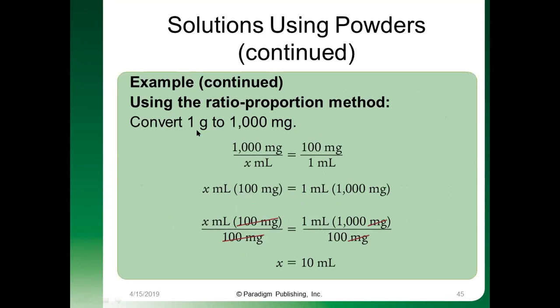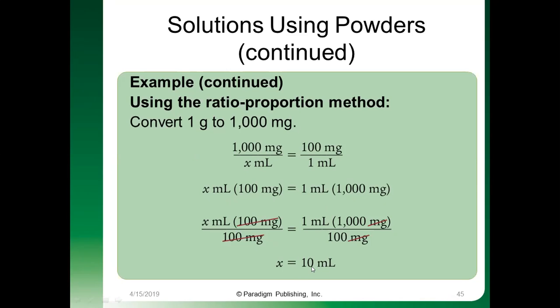So we know that 1 gram is equal to 1,000 milligrams, okay, from our conversion table. So let's set it up. 1,000 milligrams over X mLs, because this will give us our final volume, right? And our concentration is 100 milligrams per mL. So we're going to go ahead and cross multiply. So X times 100 is equal to 1 times 1,000. Divide by 100 milligrams to cancel milligrams and be left with mLs. So 1 times 1,000 divided by 100 is equal to 10 mL.